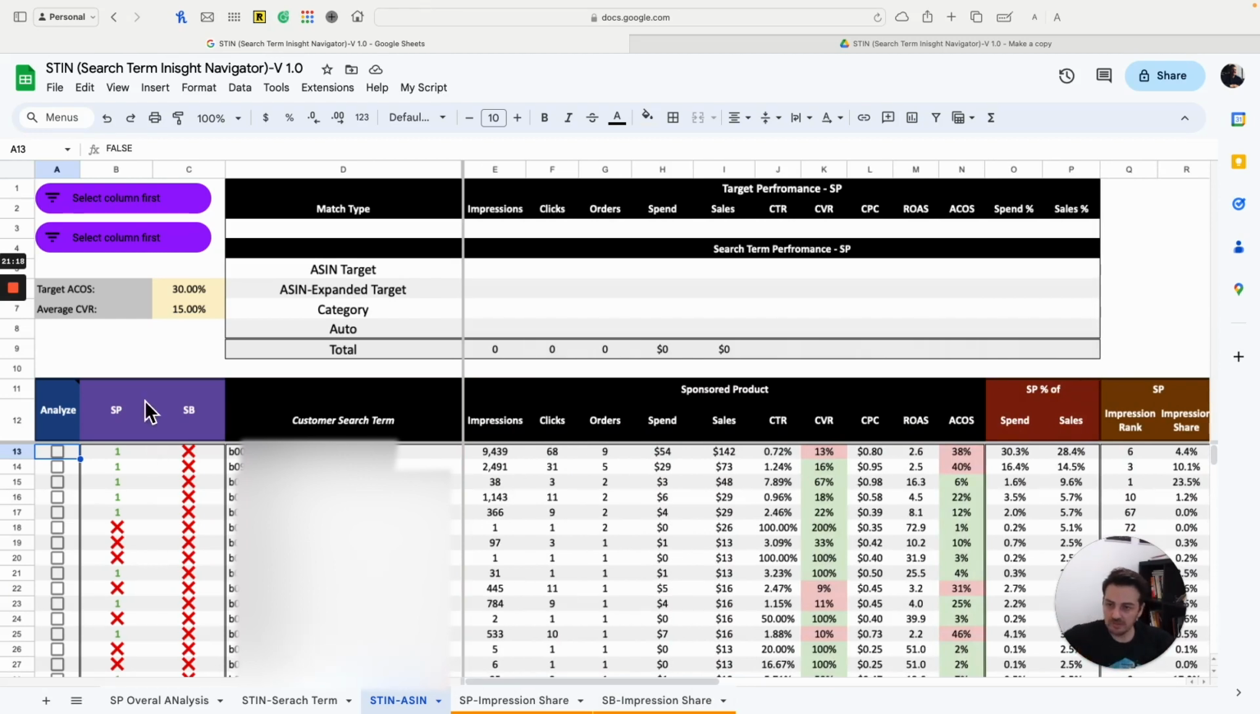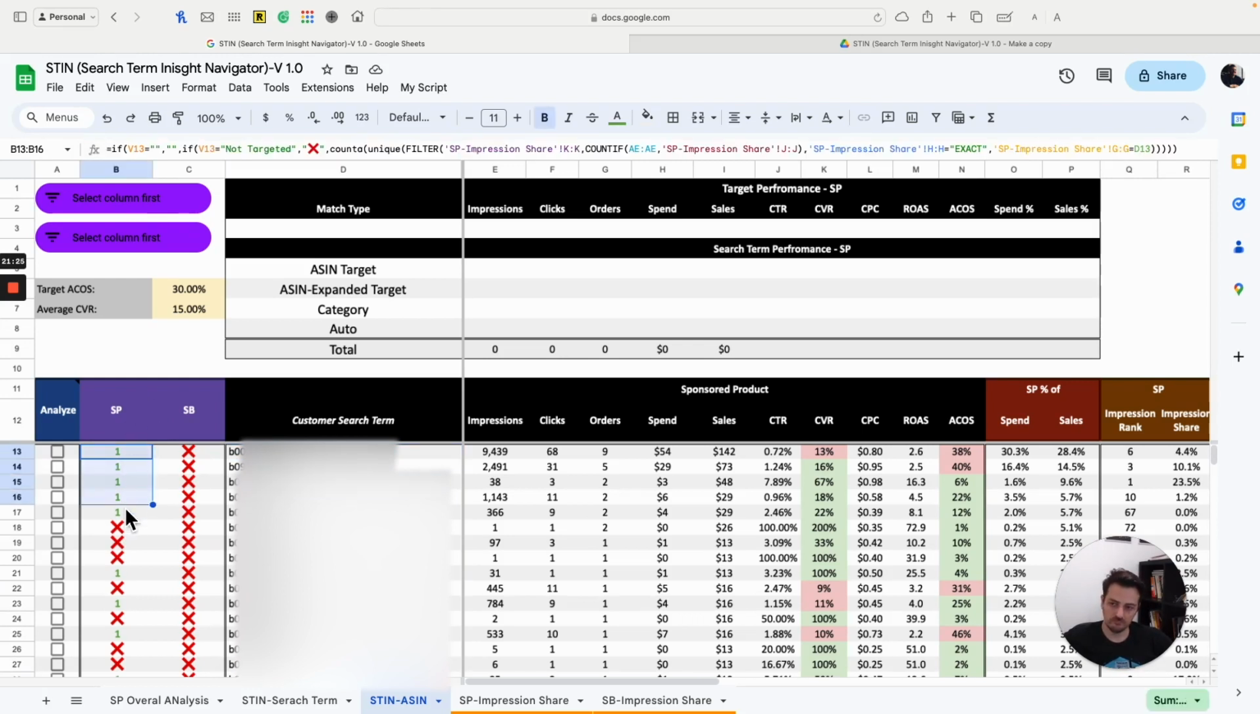So here, now we have: am I targeting this ASIN in sponsored products or not? As you can see, they are being targeted. These next 3, we are not targeting, and none of these ASINs are being targeted in sponsored brand, at least on the top, which is not a good thing. You could invest in sponsored brand video ASIN targeting. You can run headline ASIN targeting. So those are not being run in this account at the moment.